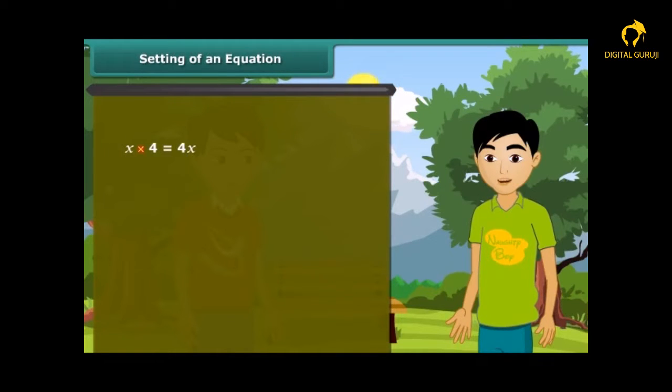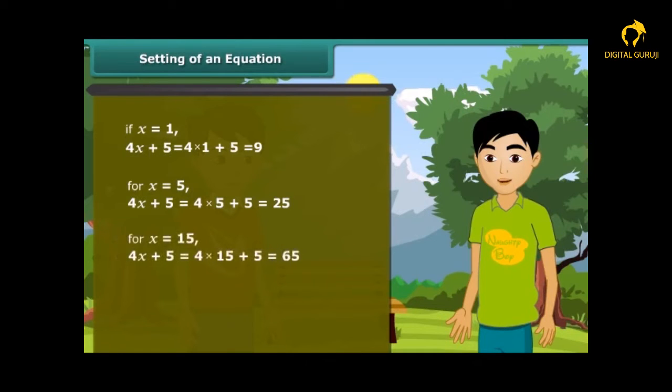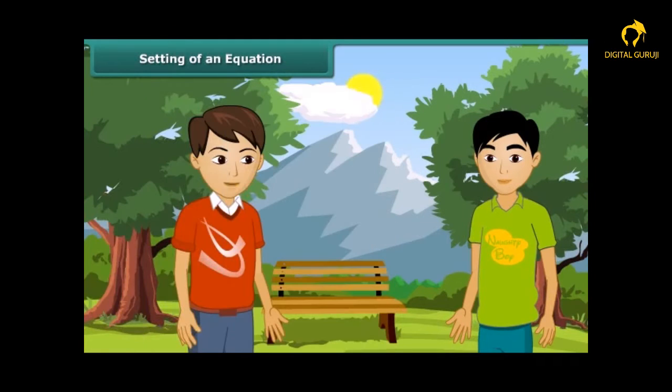I asked you to multiply the number by 4. You get 4x. Then add 5 to the product, which gave 4x plus 5. You get the result 65, which means 4x plus 5 is equal to 65. Now to find the number, I put different values of x. If x is 1, we get the answer as 9. If x is 5, we get answer as 25. Similarly, for x is equal to 15, we get the answer 65. This is so simple.